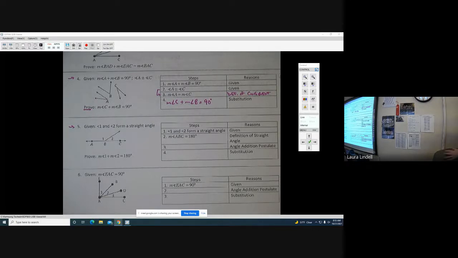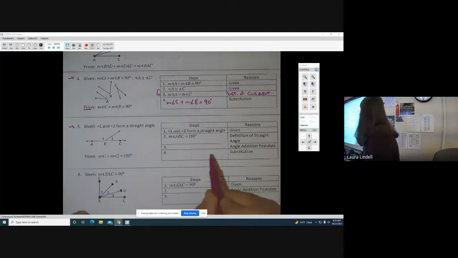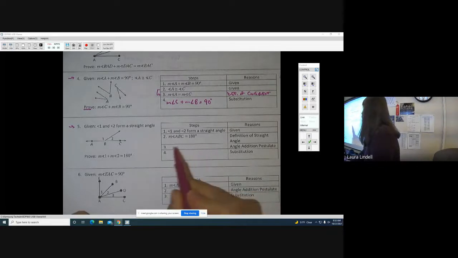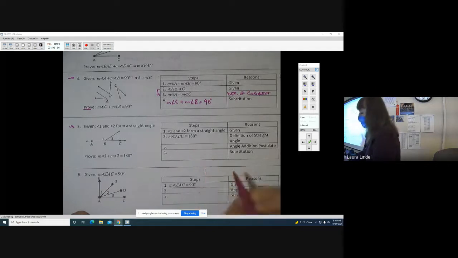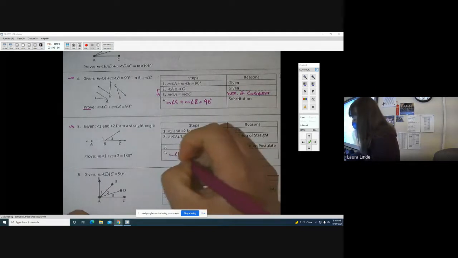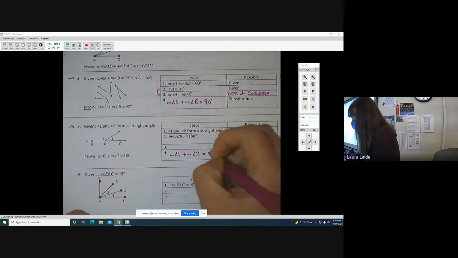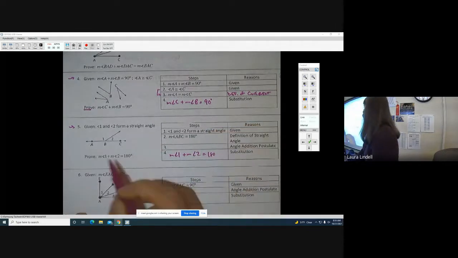All right, sounds like we've discussed these together a bit. Let's talk about these ones as a class. The last step looked like everybody got. The third step we got a little hung up on. Measure of angle 1 plus measure of angle 2 equals 180 is the last step. We know that because that's what we're trying to prove.